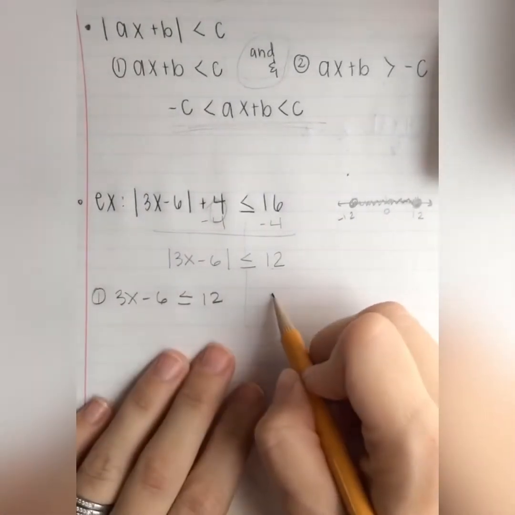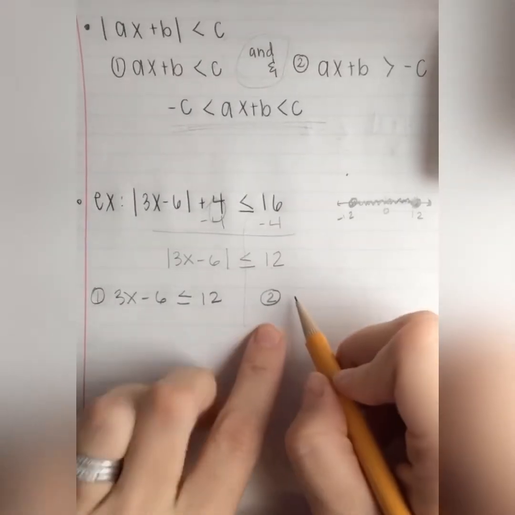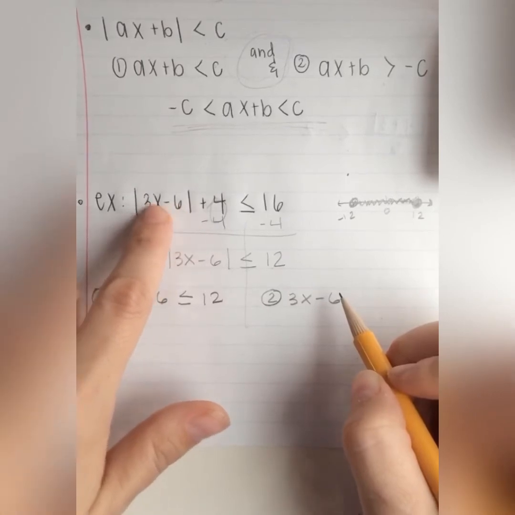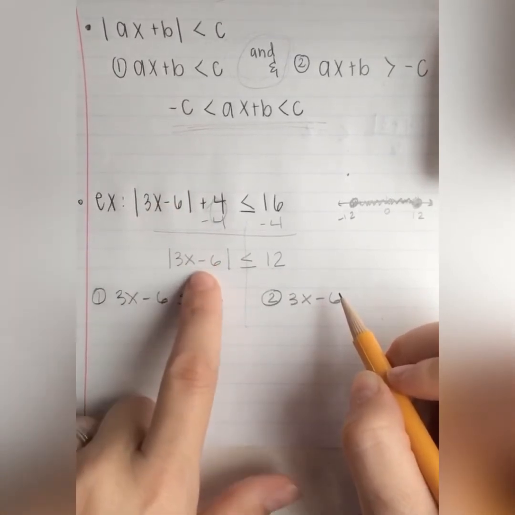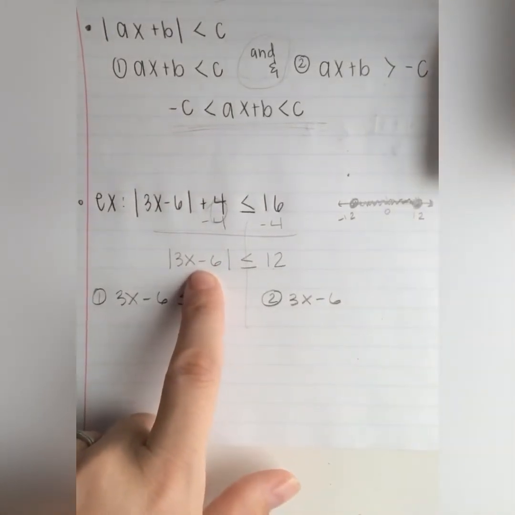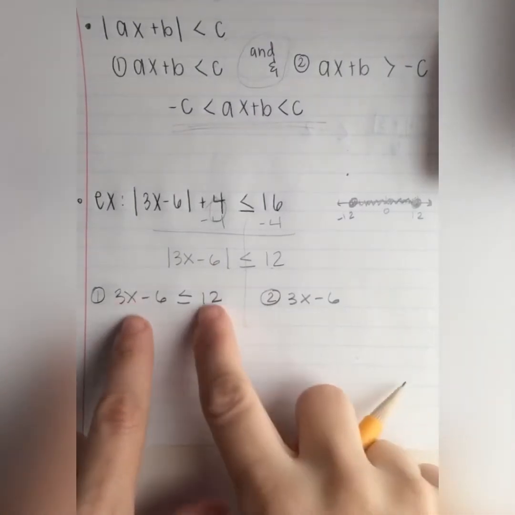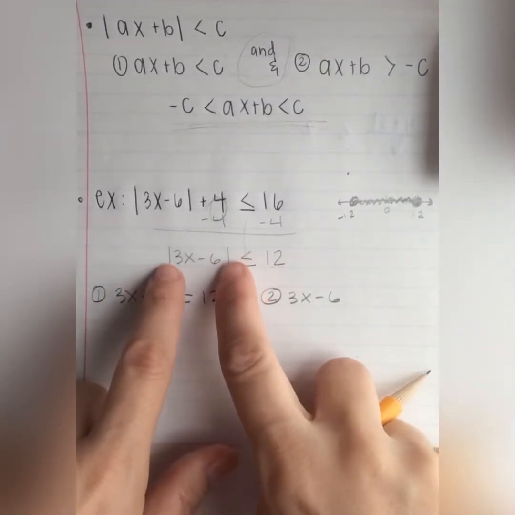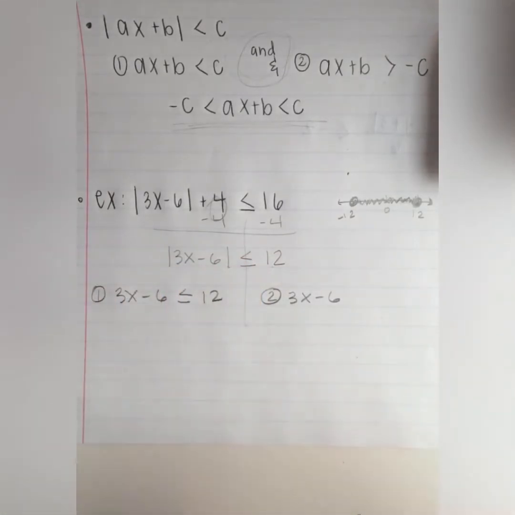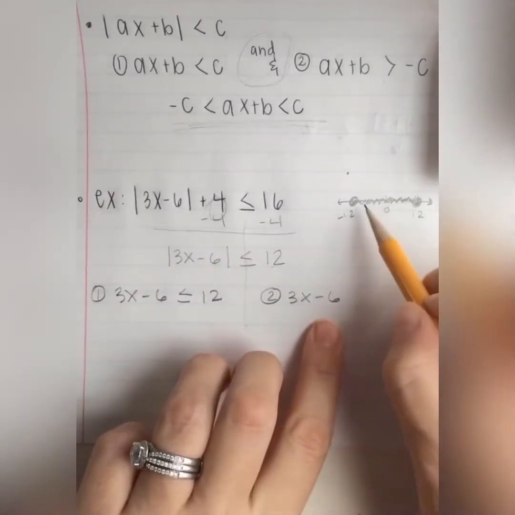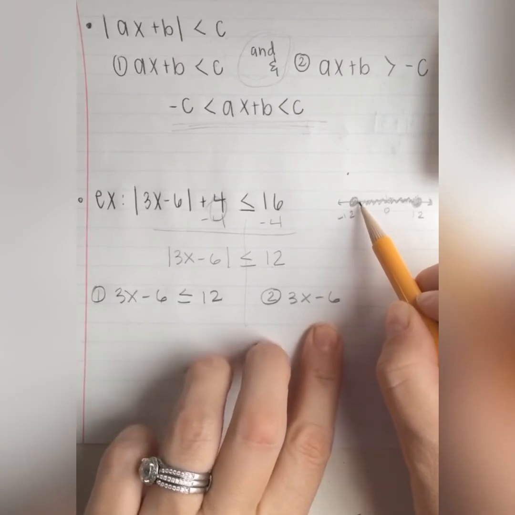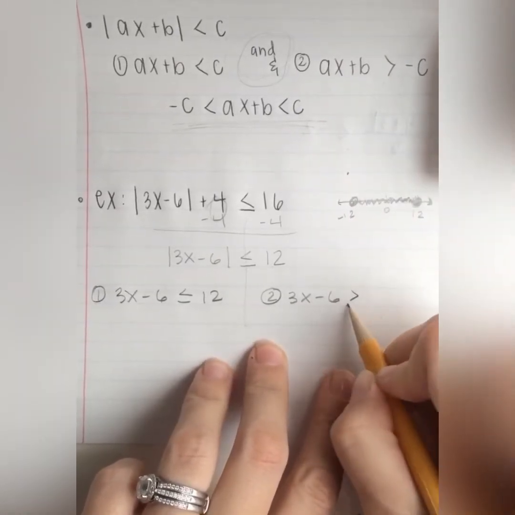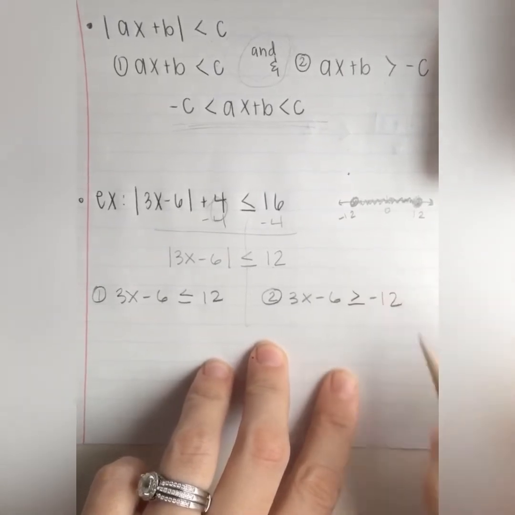And then our second one would need to be 3x minus 6. Remember, you never change what's inside your absolute values. So we kept this one basically exactly the same, but we dropped our absolute value bars, right? For this one, we also need it to be anything greater than or equal to negative 12.